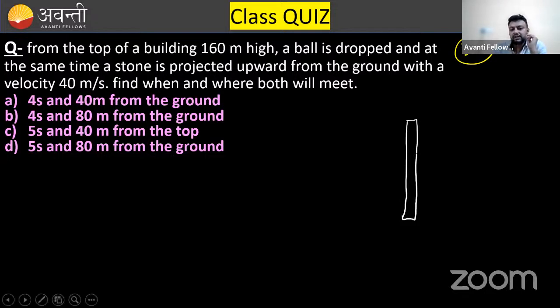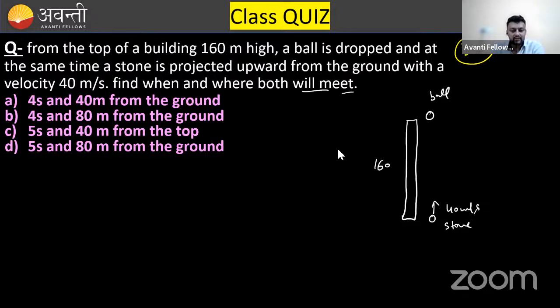This is a 160-meter high building. If a ball is dropped, at the same time, a stone is projected upward from the ground. That means there is a ball which is being dropped from the top of this building, and at the same time, there is a stone thrown vertically upward with the velocity 40 meter per second. Clear? This is the stone and this is the ball. Now find when and where both will meet.